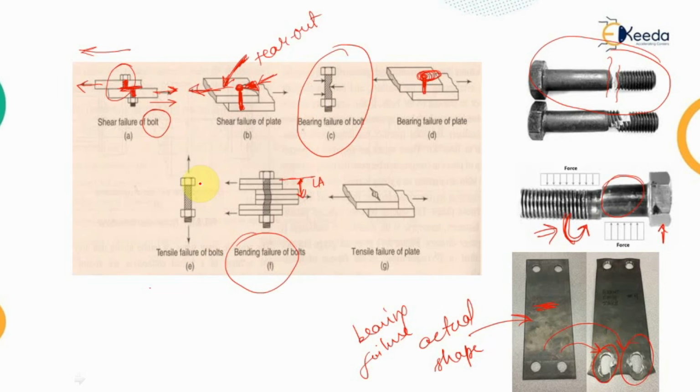While the tensile failure of the bolt will take place when the bolt is subjected to tensile forces, usually that is not the case. So that's why the common type of failure is the bending failure of the bolts.